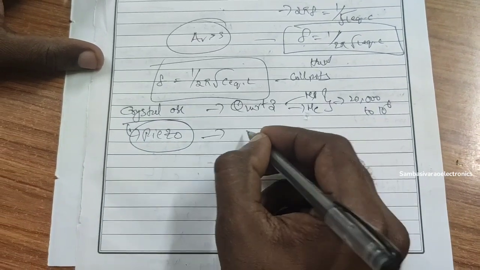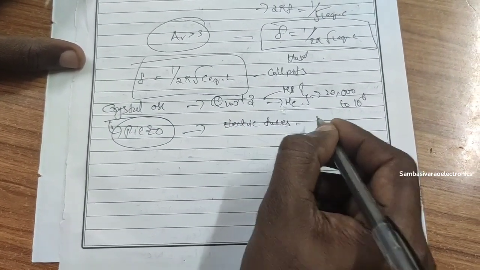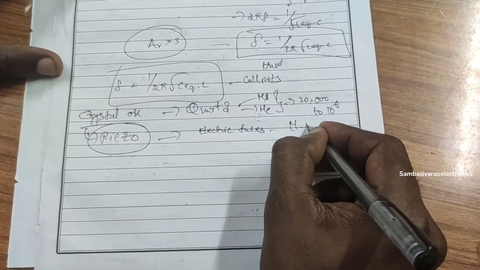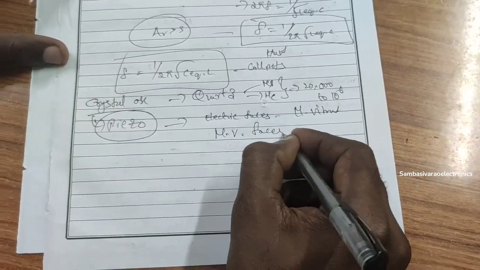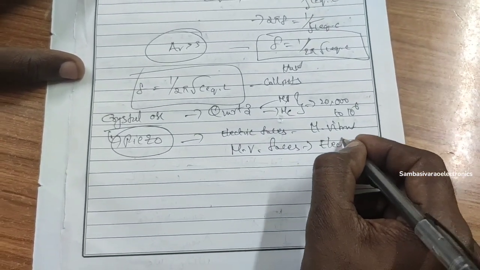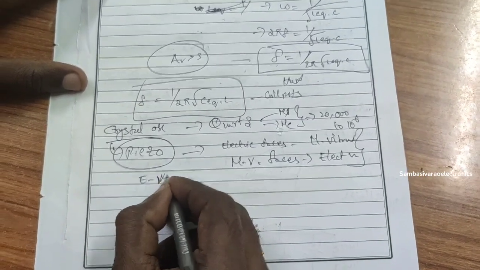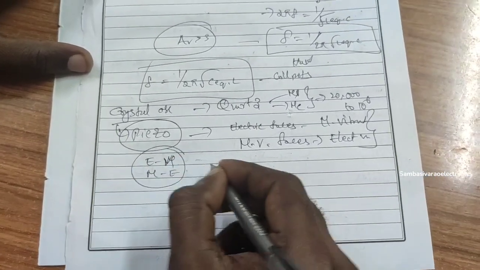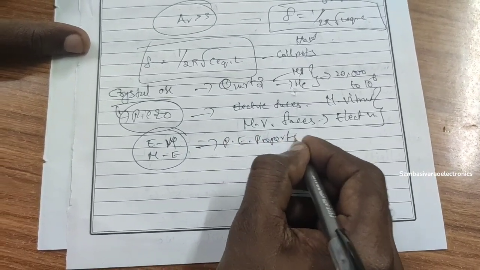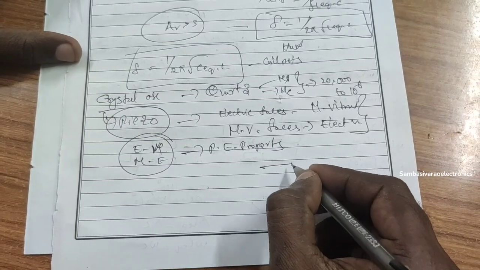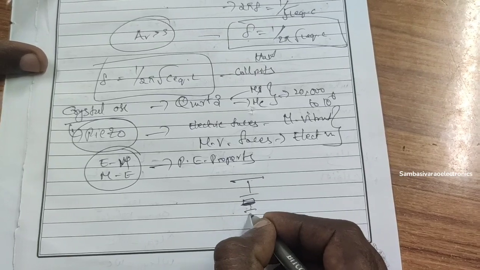The crystal depends on the piezoelectric effect. When an electrical voltage is applied to the faces of the crystal, it produces mechanical vibrations, and when mechanical vibrations are applied to the faces of the crystal, it produces electrical vibrations. It converts electrical to mechanical and mechanical to electrical. This conversion is known as the piezoelectric property.